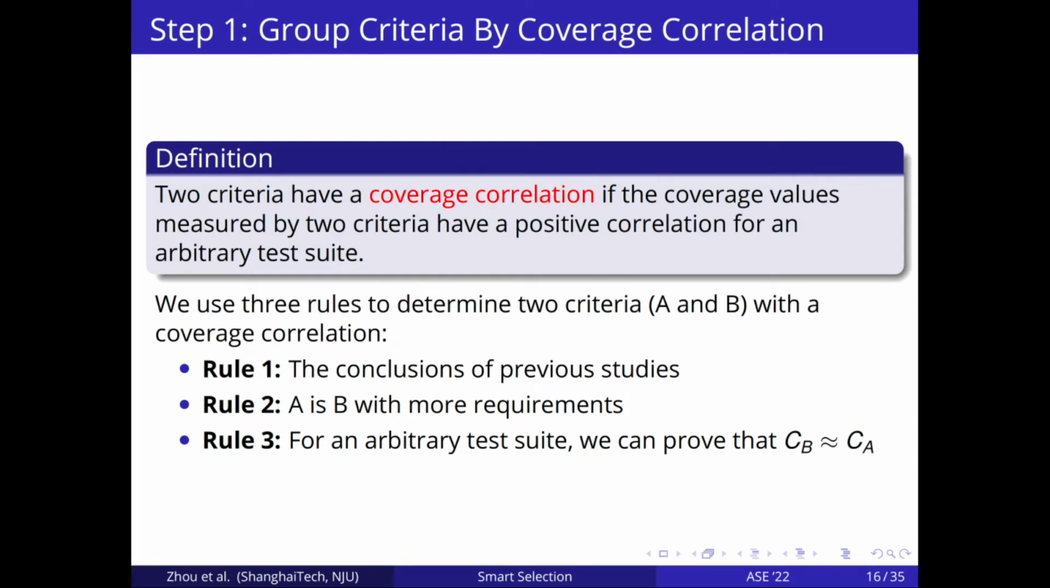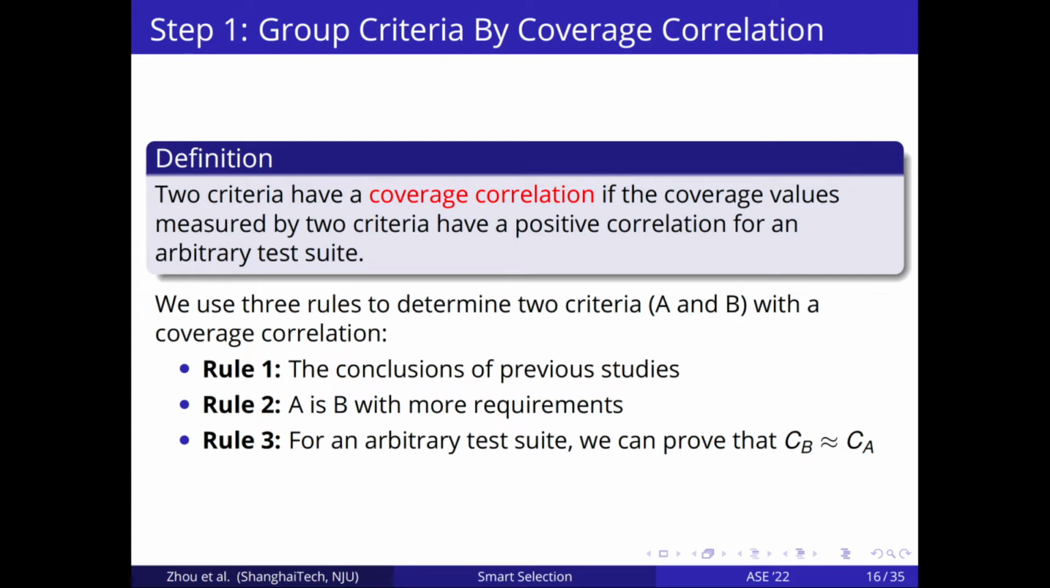Let's go into the first step. Specifically, we have a definition for coverage correlation. Two criteria have a coverage correlation if the coverage values measured by them have a positive correlation for an arbitrary test suite. We use three rules to determine whether two criteria have a coverage correlation.